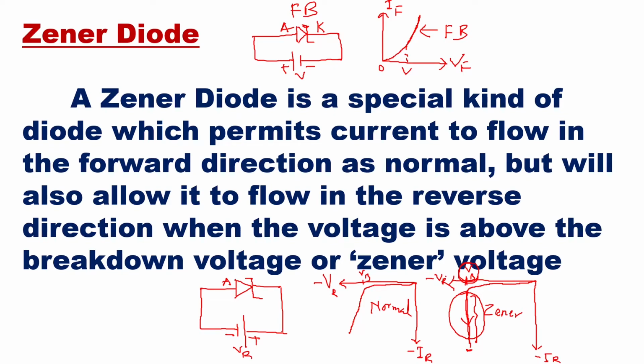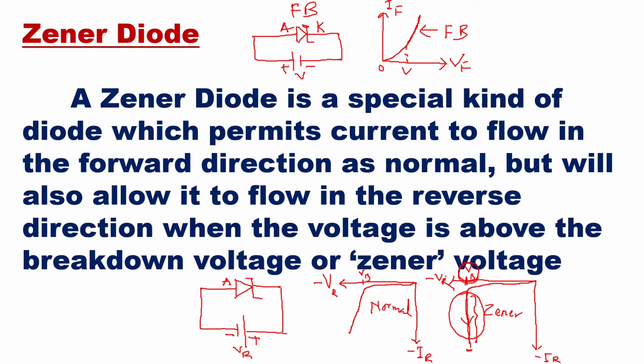So here you can see the definition. It will also allow current to flow in the reverse direction when the voltage is above the breakdown voltage or Zener voltage. This is an important feature and an important part of the definition of a Zener diode. What it is exactly, we will see when we go to the circuit.